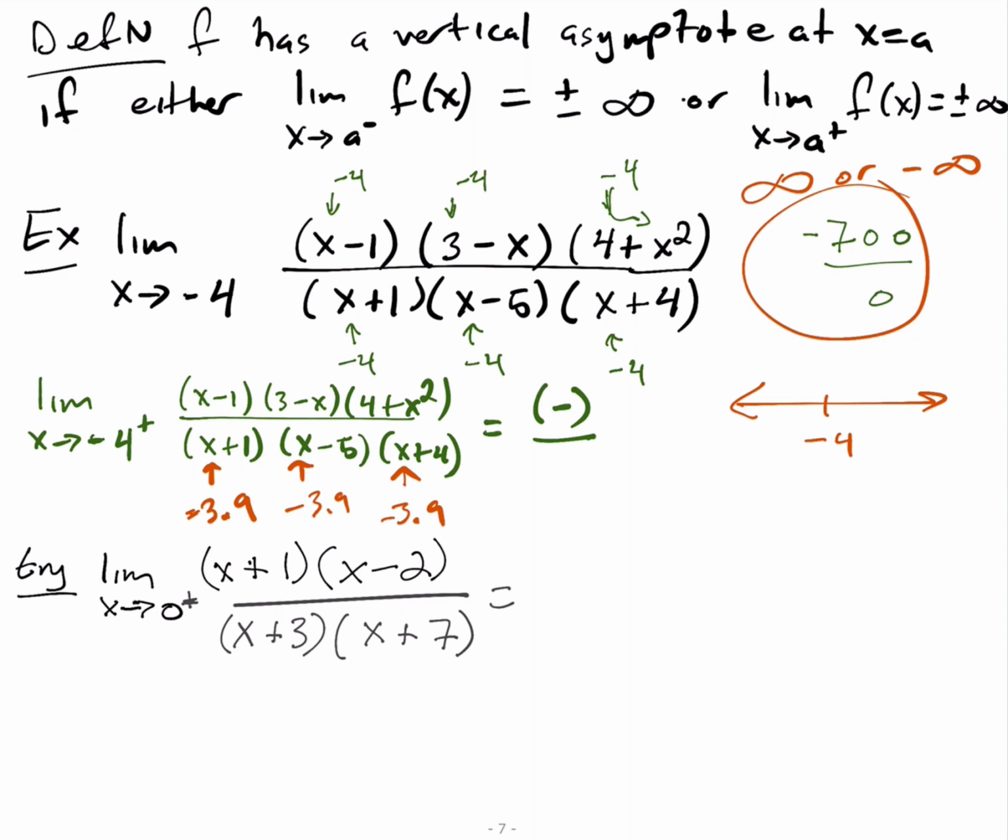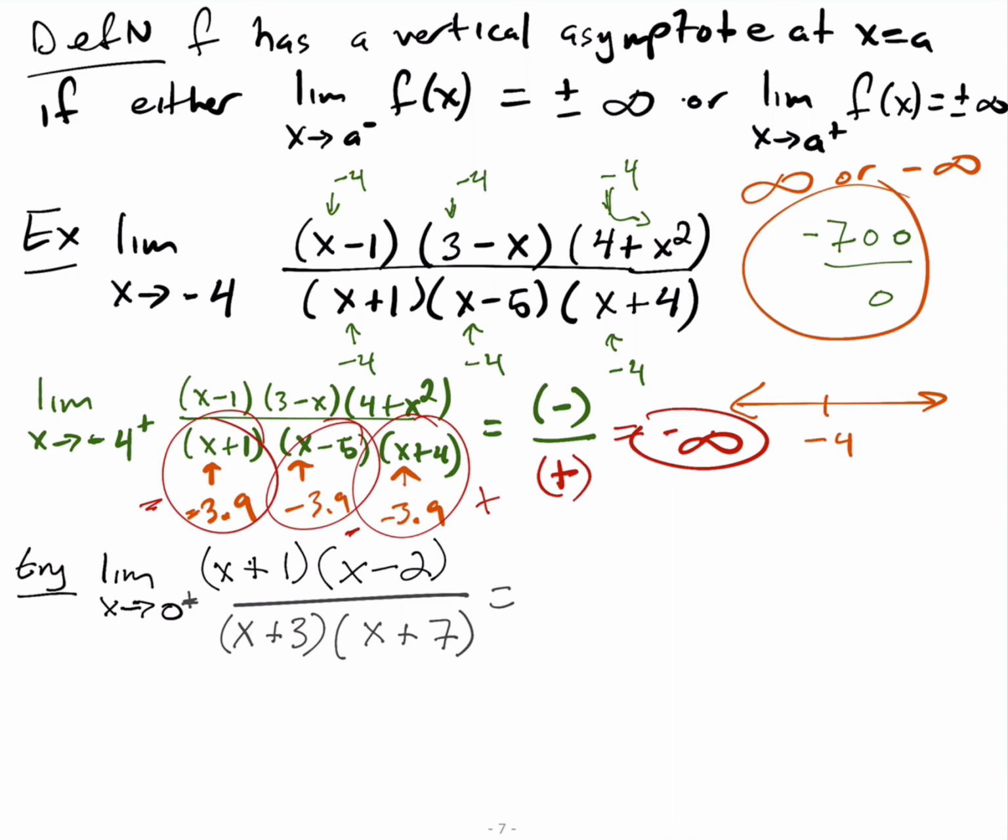Then once you do that, what are the signs? Negative. This is negative, this is negative, and this is positive. So what's the denominator going to be? Positive. So then what is this limit? Negative infinity. Does that make sense? Now I kind of ran out of room here, so let me do a little bit of erasing.